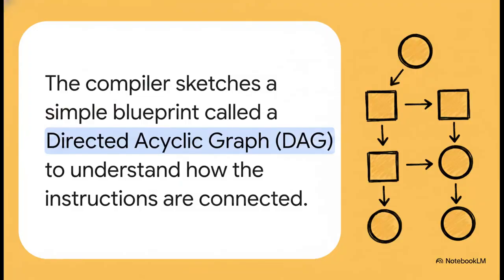Okay, now this blueprint has a pretty intimidating name, a Directed Acyclic Graph, or a DAG for short. But please don't let the name scare you off. It's really just a fancy way of saying flowchart. It's just a simple map that shows where all the data comes from and where it's all going, making it super obvious how every single step depends on all the others.